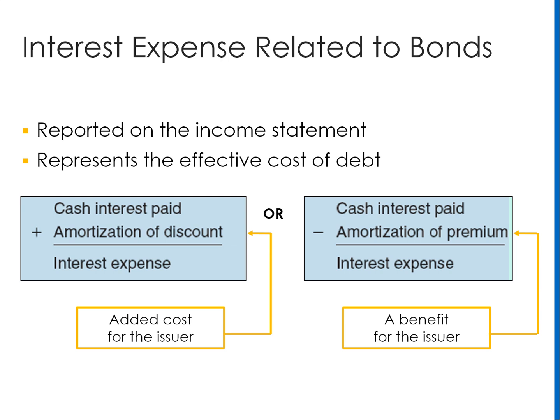Once we have the bond, how do we report interest expense? Interest expense is reported on the income statement, and it represents the effective cost of debt. Now, if we have a bond with a discount or a premium, then interest expense typically has two parts. For example, if we have a discount, the interest expense equals cash interest paid, which is based on the coupon rate, plus amortization of discount.